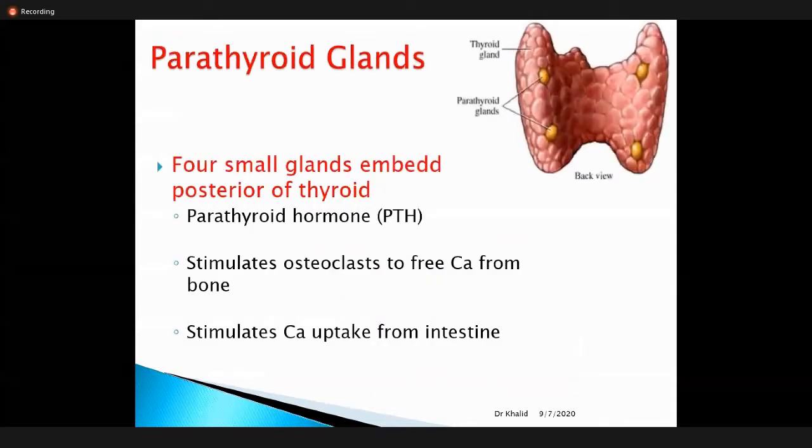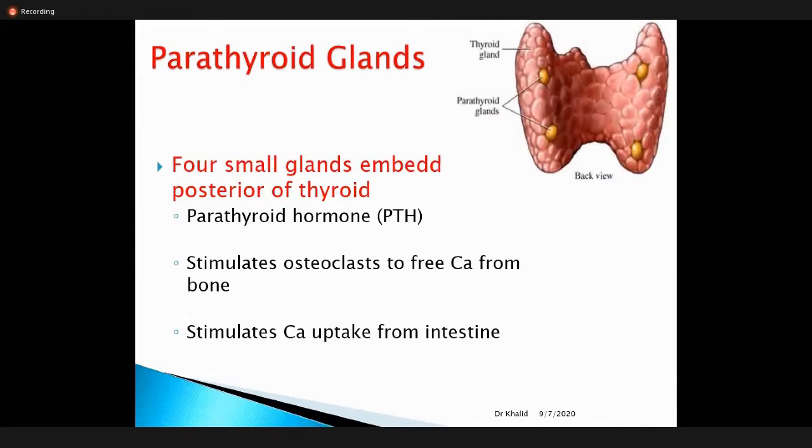Parathyroid glands, four in number, are embedded on the posterior surface of the thyroid gland. They secrete the parathyroid hormone. It stimulates the osteoclasts to free the calcium from the bones.